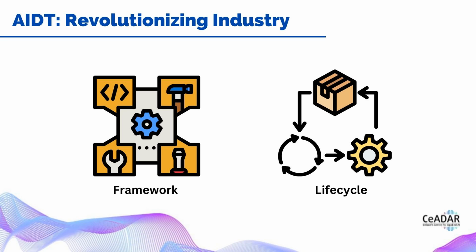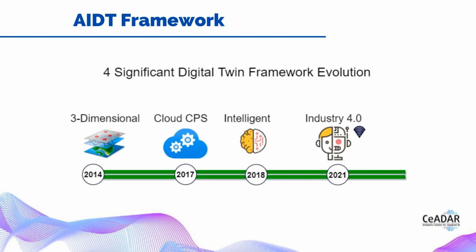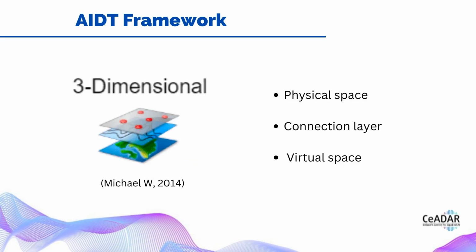AI digital twin is advancing at a rapid pace and is being applied to a wide range of industries. However, not all AI digital twin frameworks are created equal. In this section, we will explore 4 types of AIDT frameworks that have been proposed in recent years. The first type of AIDT framework is the 3-dimensional DT, which was first introduced by Michael in his product lifecycle management courses in 2014. Michael's conceptual framework consists of 3 basic components: the physical space, connection layer, and the virtual space.